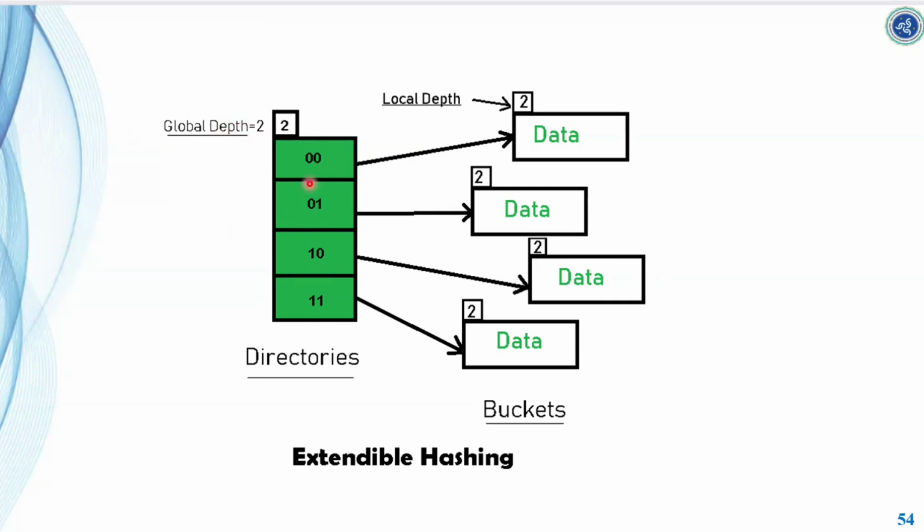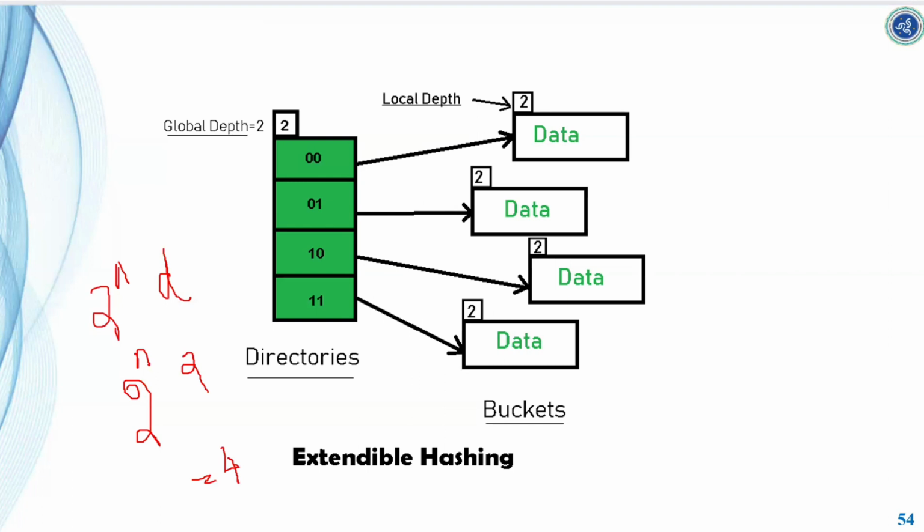Here the global depth is 2, right? So 2 raised to d, where d is equal to 2, that is 2 raised to 2, which is equal to 4. Therefore, the total number of records a directory can have is 4.